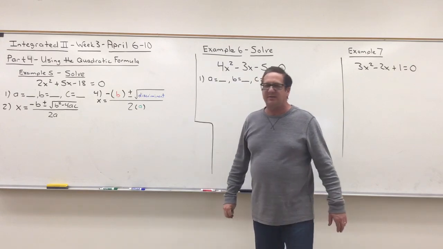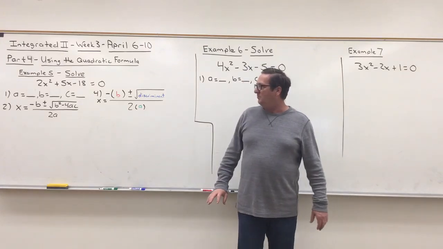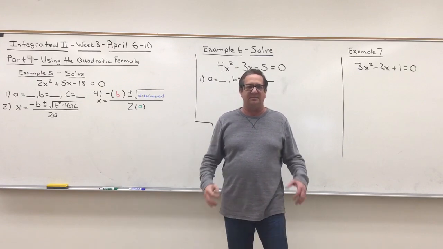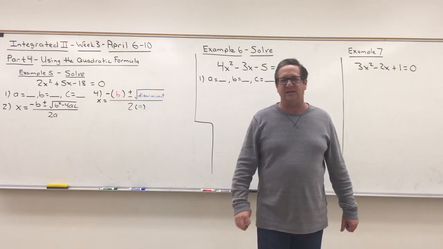We're going to solve 2x squared plus 5x minus 18. And remember, I do it in 5 steps, okay? And that is kind of the way I would like you to do the problems for me, is to do it in the 5 steps.